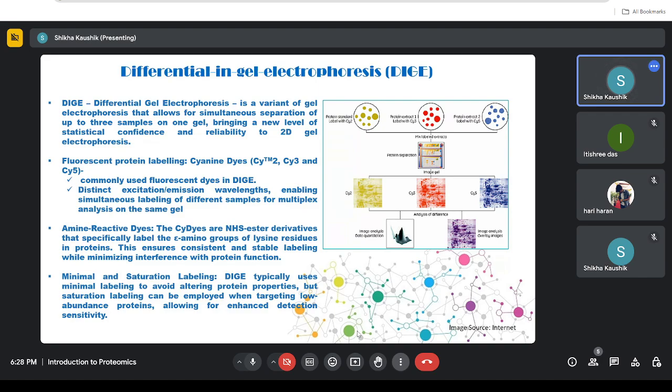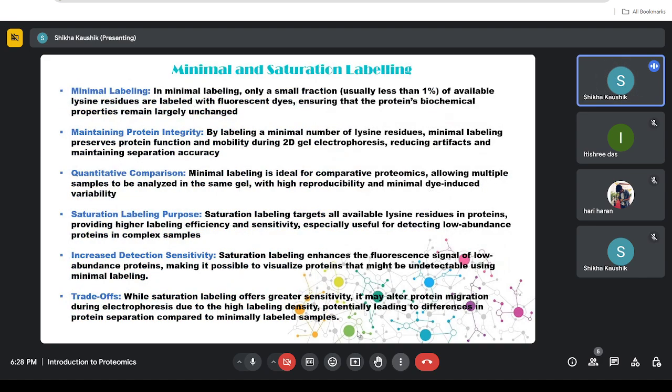We'll talk about it in the coming slides. So, talking about minimal and saturation labeling. In minimal labeling, a small fraction, usually less than 1% of the available lysine residues, is labeled with the fluorescent dye, ensuring that the protein's biochemical properties remain largely unchanged. As the name suggests, it's minimum, so you use such a small amount of dye that only a very small fraction of the lysine residues are labeled.